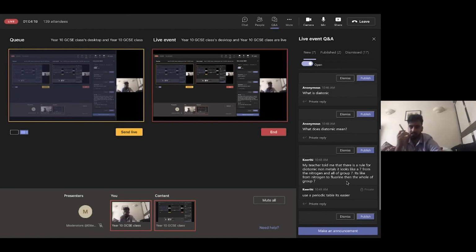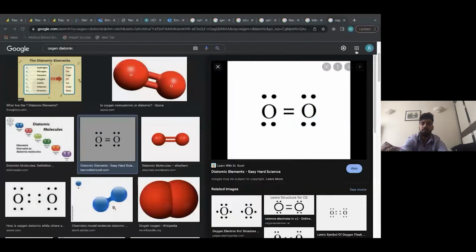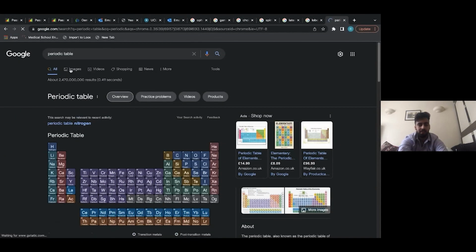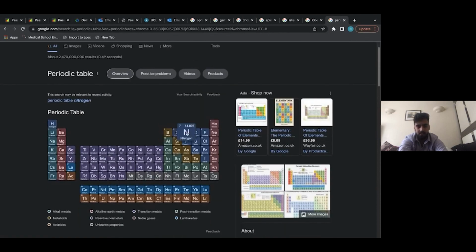My teacher told me that there is a rule for diatomic nonmetals. It looks like a 7 from the nitrogen and all of group 7. Let's have a look. See, there are these little ways of remembering things, but I genuinely like to just... Where is the 7? Oh, right. You mean like this? Nitrogen, oxygen, fluorine, chlorine, bromine, iodine. Yeah, I guess. Makes sense.